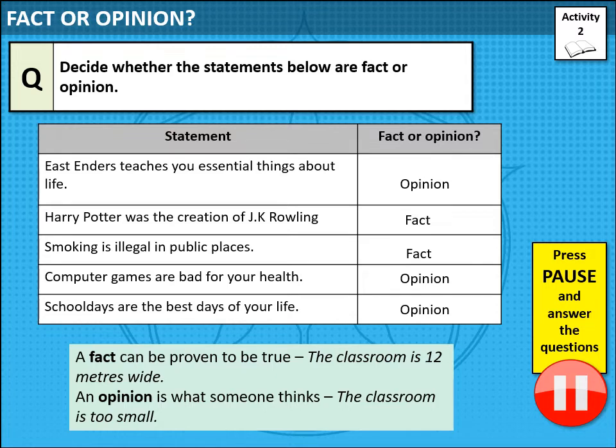Okay, so the answers for activity 2 are: EastEnders teaches you essential things about life. That's an opinion. Harry Potter was the creation of J.K. Rowling. That's a fact. Smoking is illegal in public places. A fact. Computer games are bad for your health. That's an opinion. We can't actually prove that. And school days are the best days of your life. Again, an opinion. I'd like you to correct your work in your booklet, and if you've answered the question incorrectly, just write the correct answer next to your question.